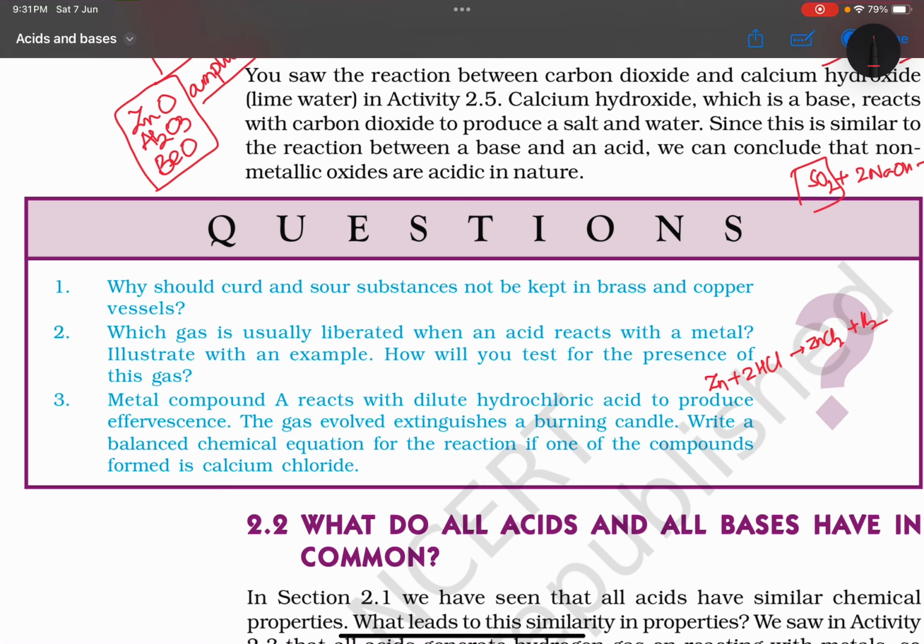Metal compound A reacts with dilute hydrochloric acid to produce effervescence. Effervescence in chemistry means that is carbon dioxide. Simply remember, okay? And the gas evolved extinguishes a burning candle. Yes, carbon dioxide is used in fire extinguishers. Write a balanced chemical equation for the reaction if one of the compounds formed is calcium chloride. If one of the compounds formed is calcium chloride, the first compound should be calcium carbonate with hydrochloric acid. You will be getting CaCl2 plus CO2 plus H2O.